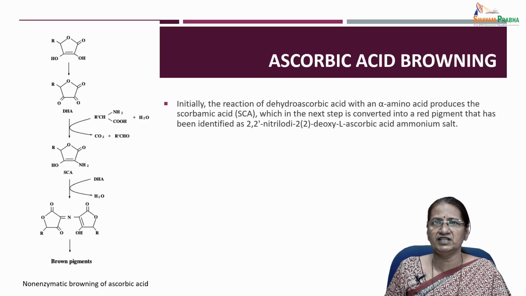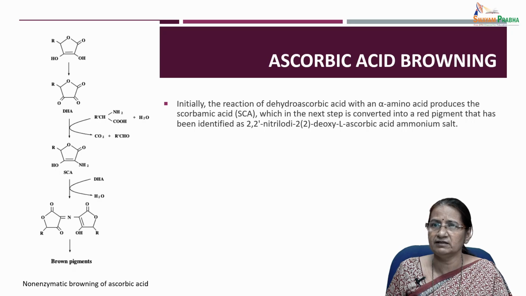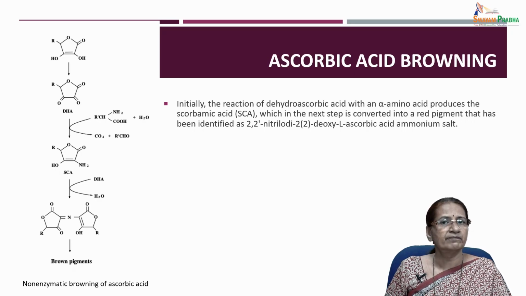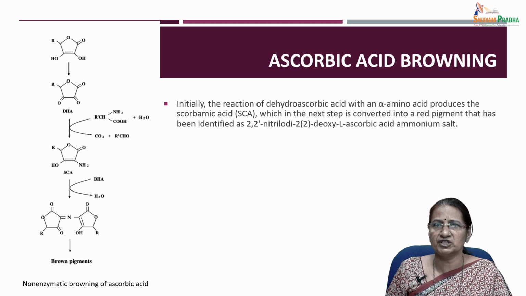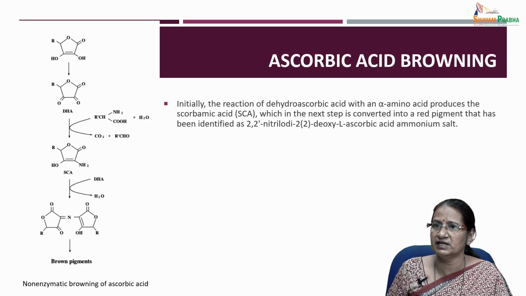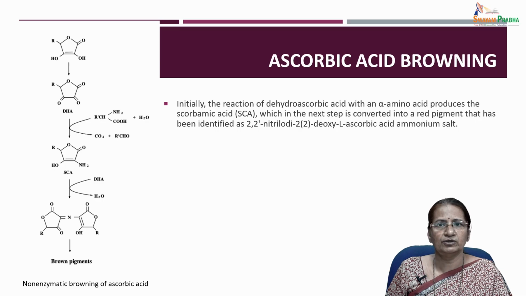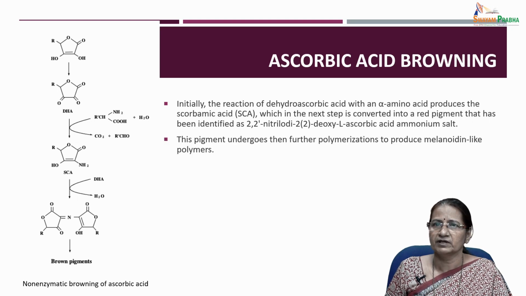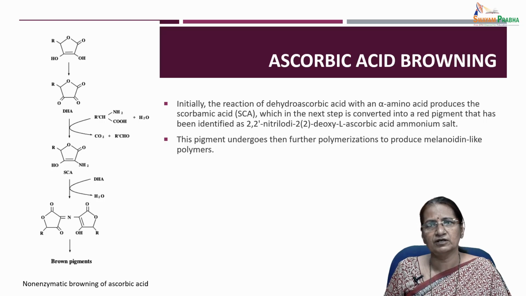Initially, the reaction of dihydroascorbic acid with an alpha amino acid produces scorbamic acid, which in the next step is converted into a red pigment that has been identified as 2,2-nitrilo-2,2-dideoxy-L-ascorbic acid ammonium salt. This pigment then undergoes further polymerizations to produce melanoidin-like polymers.